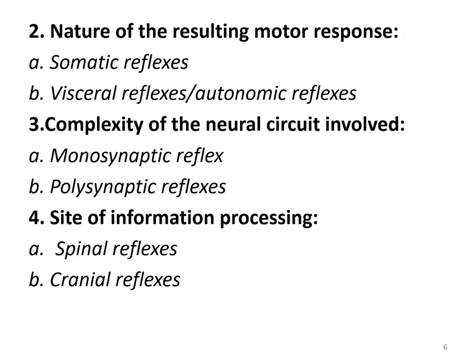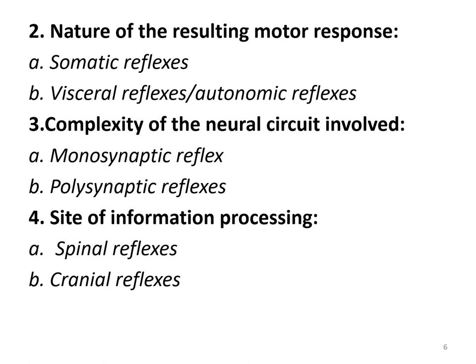Now the second category is reflexes based on the nature of the resulting motor response. That is, whenever this reflex is elicited, what type of response you get. So we have two types of reflexes in this category. Somatic reflexes, that is the reflexes which result in somatic responses. And the second is visceral reflexes or autonomic reflexes, that is the reflexes which result in the involvement of different viscera, like blood pressure, heart rate, etc.